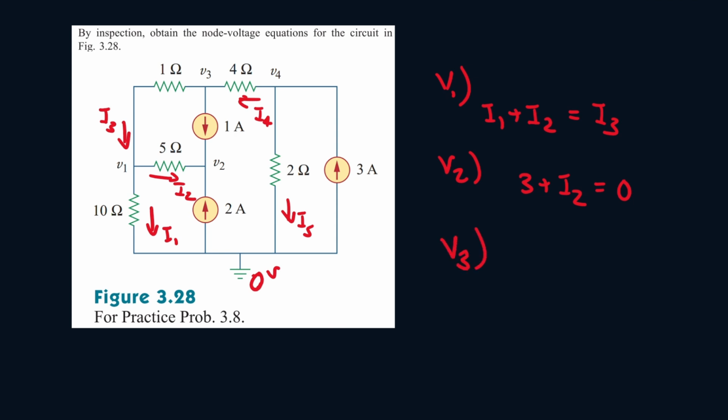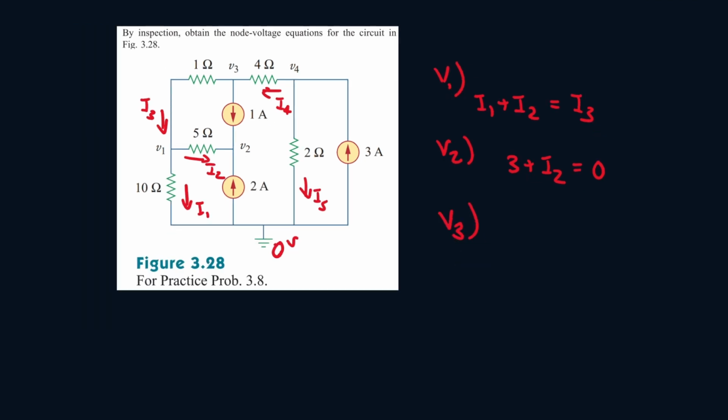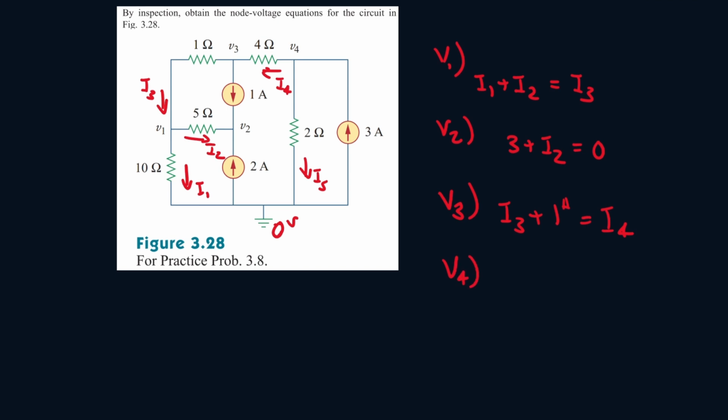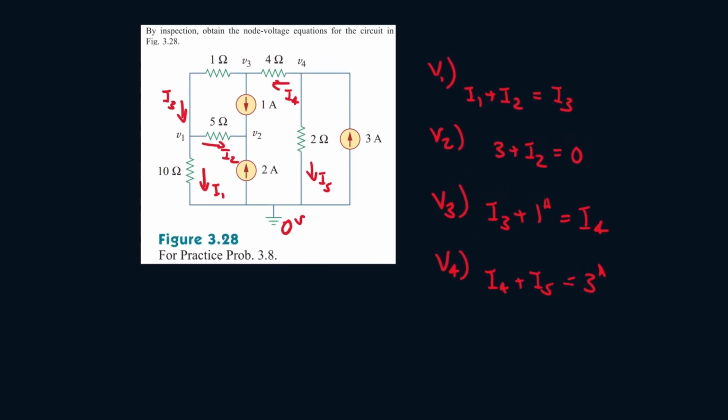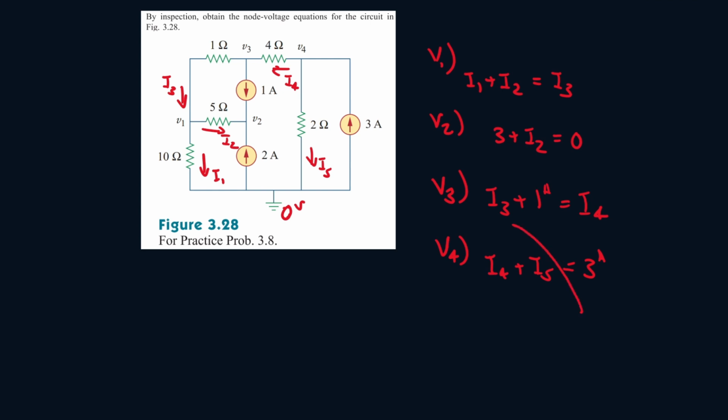For node V3, we see I3 and 1 amp leaving the node, and I4 is entering the node. And for node V4, we see I4 and I5 are leaving the node, and 3 amps is entering the node. So now what we're going to do is find a formula to substitute these I values in.